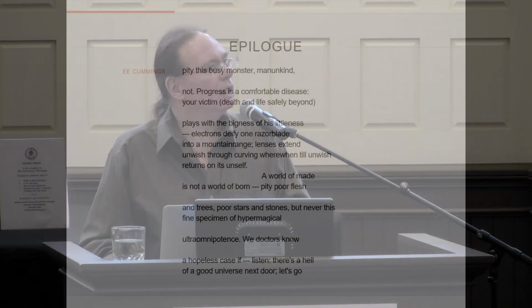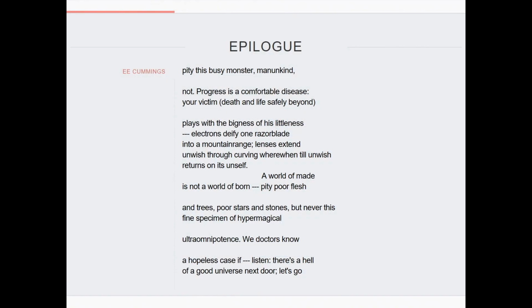I love this poem. I love E. E. Cummings, who's one of my favorite poets. Not Indigenous as far as I know, but I love the last line of this poem: Listen, there's a hell of a good universe next door. Let's go.